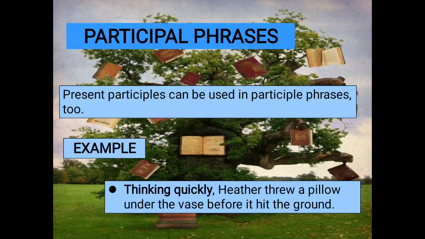Participle phrase. Present participle can be used in participle phrases too. For example, thinking quickly, Hyder threw a pillow under the vase before it hit the ground. Thinking quickly is participle phrase.